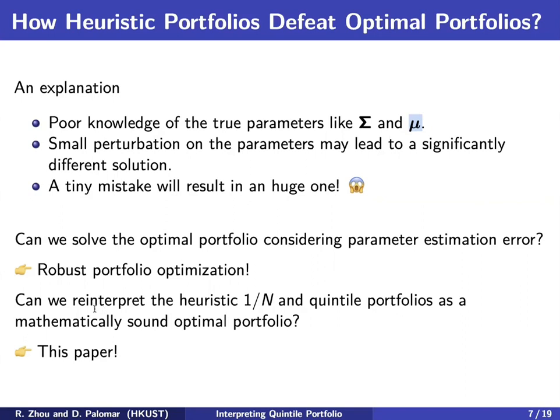We want to reinterpret the heuristic 1/n and quintile portfolio as a mathematically sound optimal portfolio. So in this paper, we will bridge the gap between the heuristic portfolio and the optimal portfolios. And we will show how to derive the heuristic portfolio through the robust portfolio design.